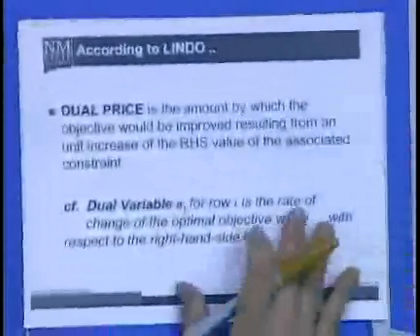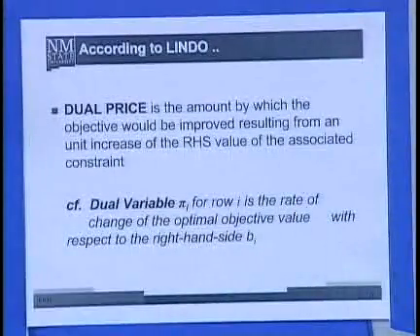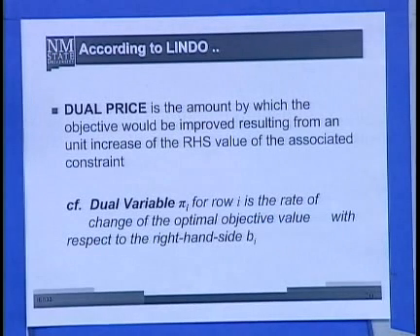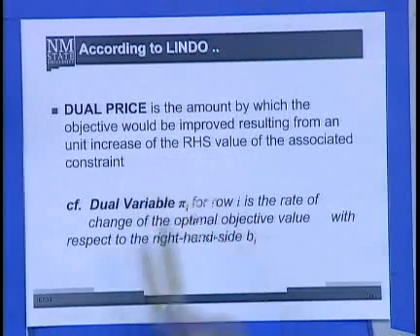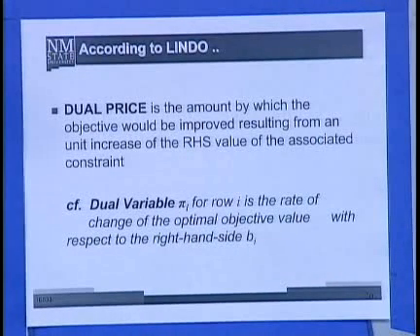First, we need to look at the dual price. What is that? That is the amount by which the objective would be improved given a unit increase in the right-hand side value of the constraint. So this dual price tells you how much you should be willing to pay for additional units of a resource. Okay?